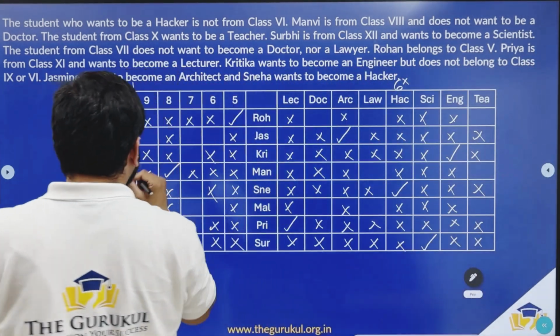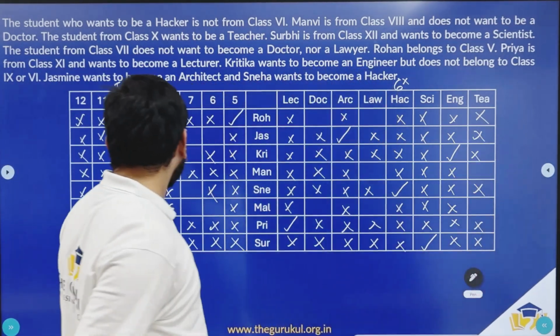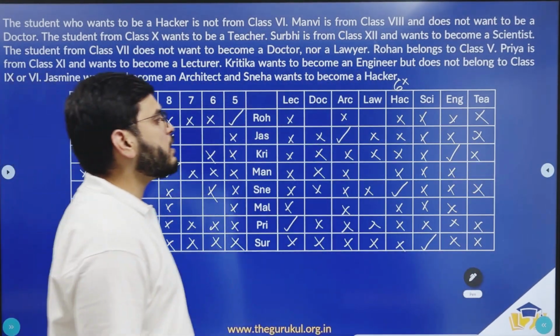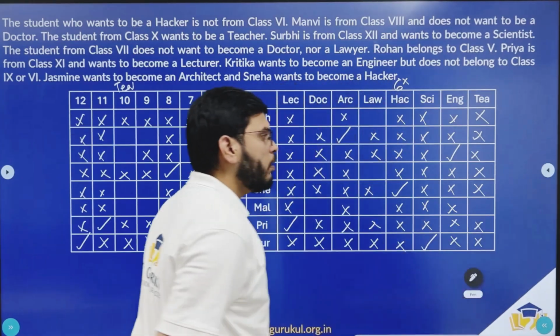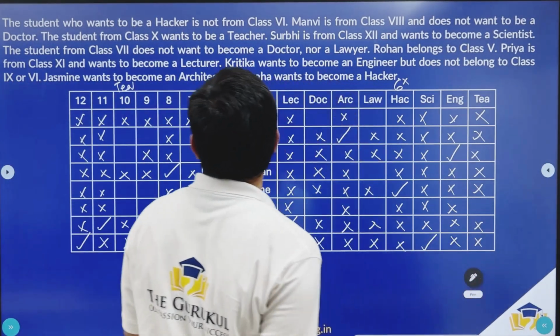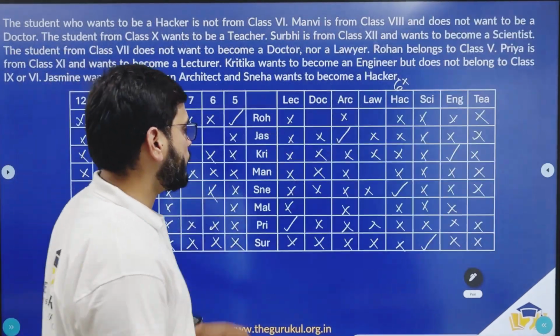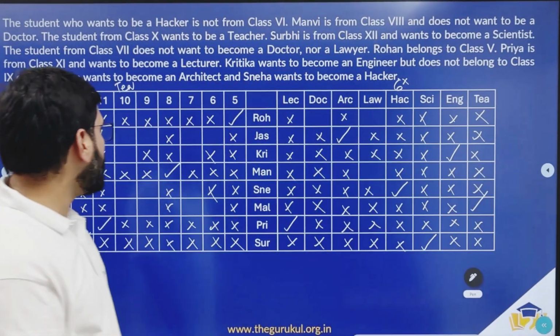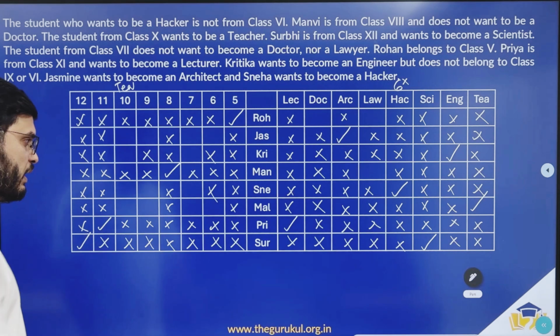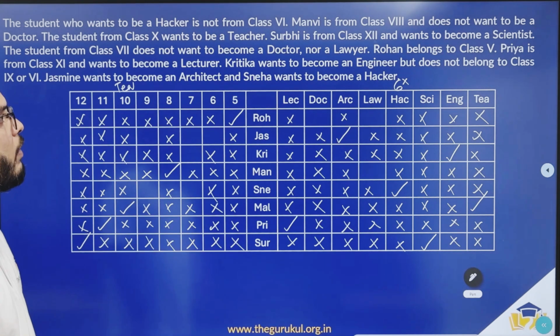Now, who is not from class 10? Rohan is not from class 10, so cannot be a teacher. And Manvi is not from class 10. Manvi does not want to be a teacher, so who should be the teacher? What's the student's name? Mallika. Done. So if Mallika wants to become a teacher, she should be studying in class 10. Done.